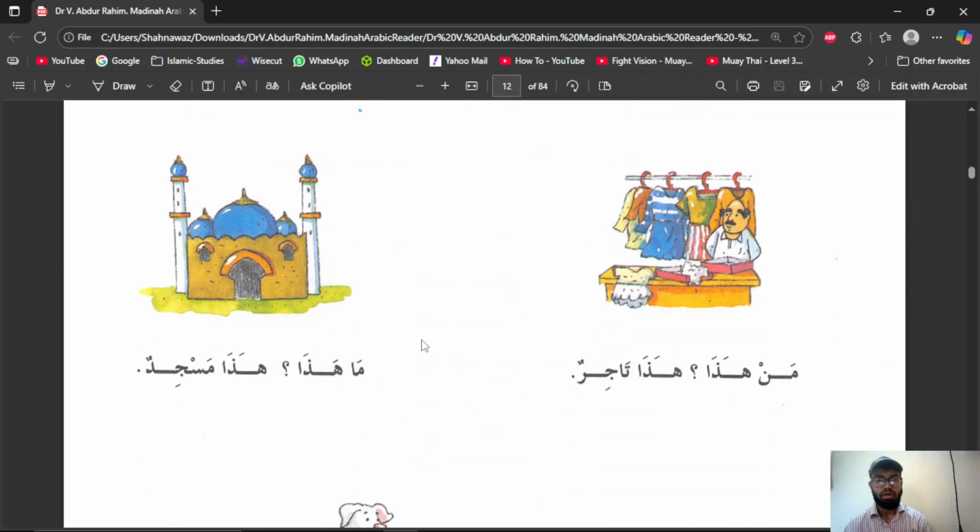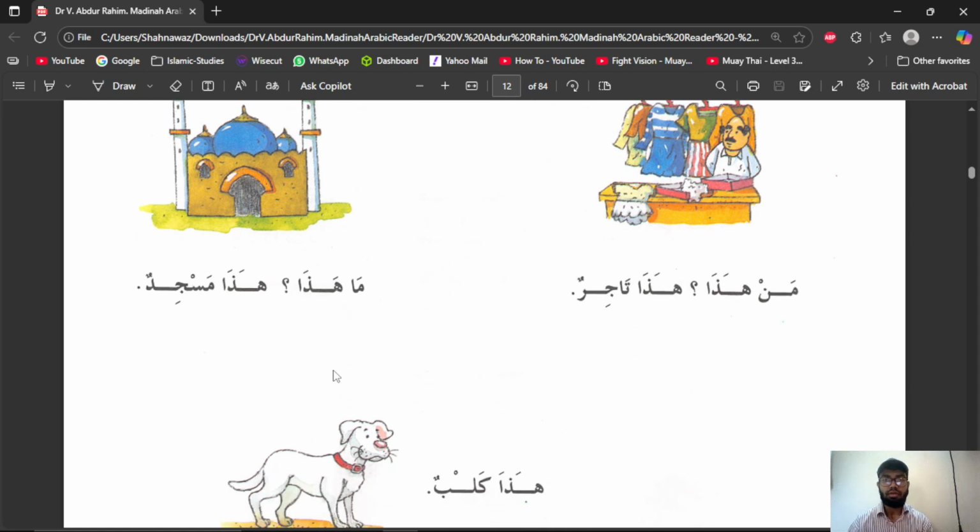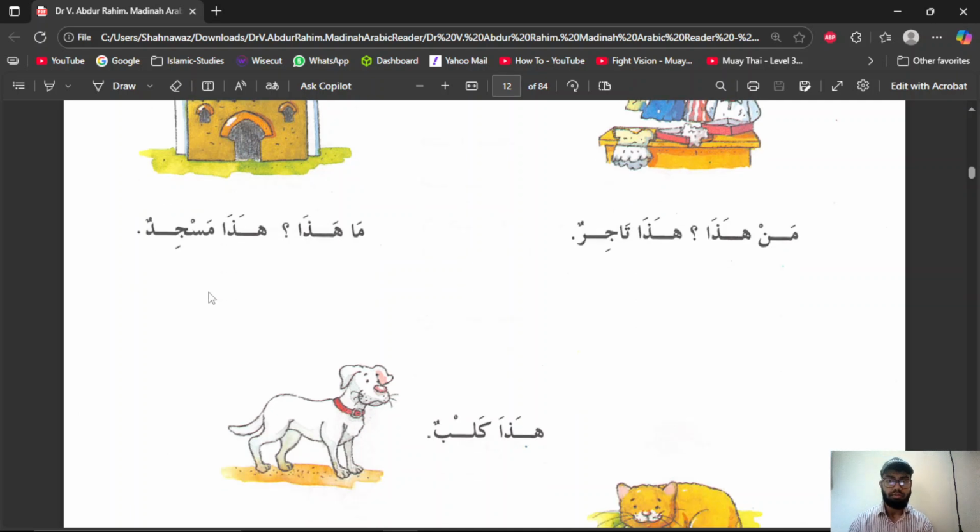Alright, so we got a couple more of them. For example, man hada. Who is this? Hada tajirun, he is a merchant. Tajirun basically means merchant or businessman. So man hada tajirun, this is a businessman or a merchant. Similarly, it says man hada. What is this? This looks like a mosque. So we say hada masjidun. This is a mosque.